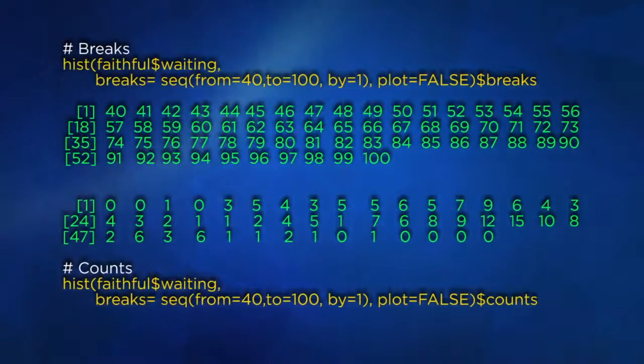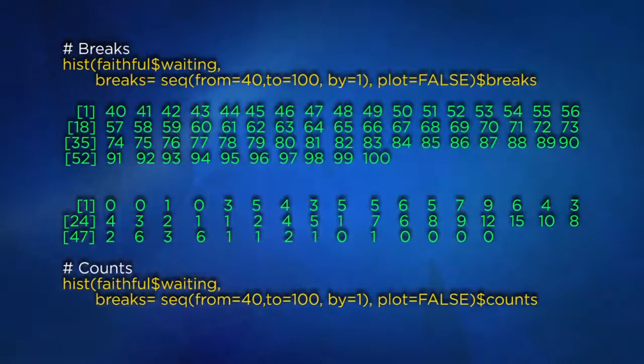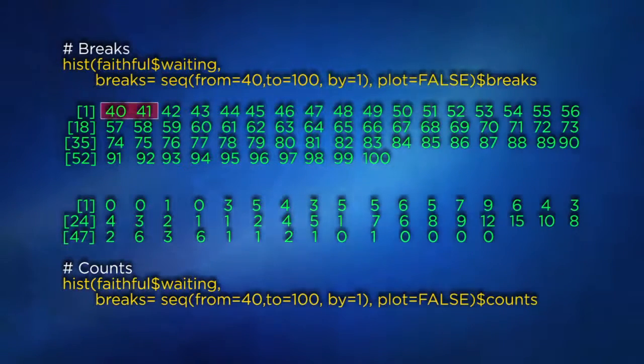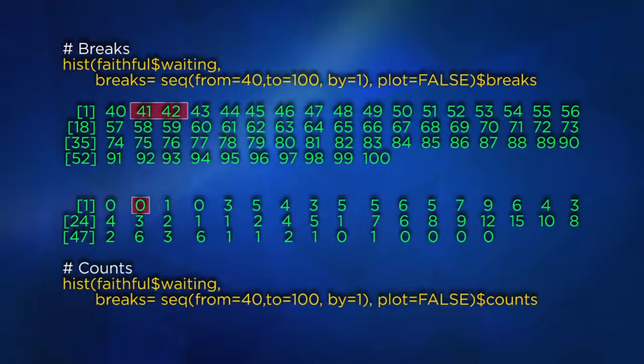If we choose not to look at the plot, we can again look at the counts and the bin breaks. Notice here, our bins go from 40 to 41, 41 to 42, and so on. And then you see how many values lie inside those bins. So for example, in the bin from 40 to 41, we've got no points in there. Same from 41 to 42. But notice from 42 to 43, a value shows up there.